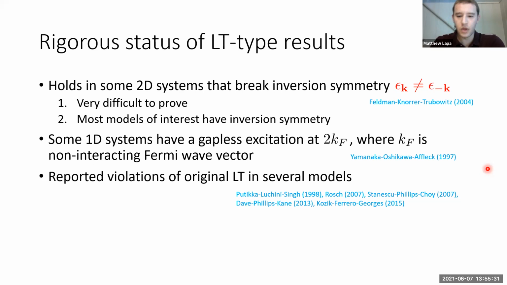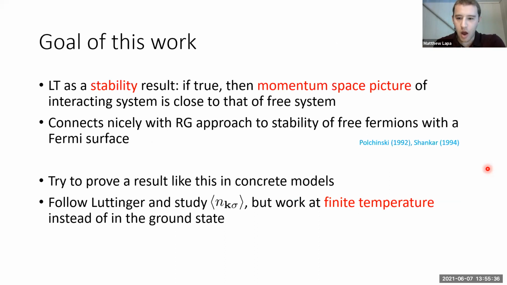Okay, let's see. So that's sort of the end of the review. What I want to do here is think about Luttinger's theorem as a kind of stability result. Let's lower our bar of what we're trying to show about the system, first of all. Let's just think of this as a type of stability result that says, if this result is true, then the momentum space picture of the interacting system is very close to that of the free system.